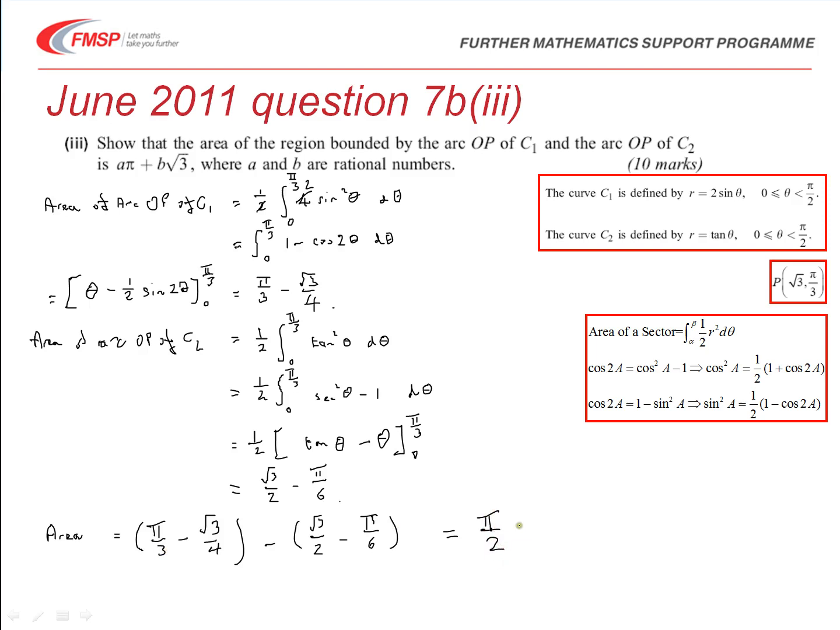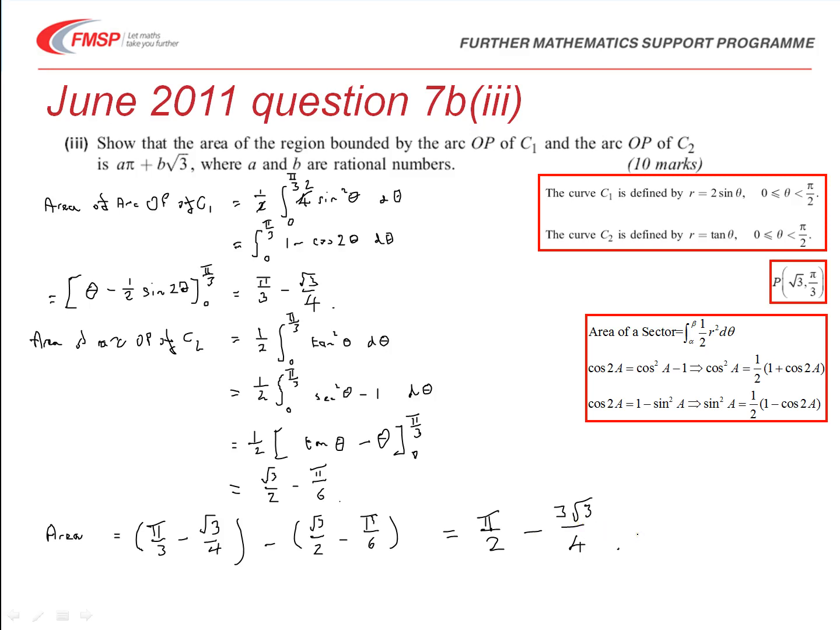And then I've got minus root 3 over 4 minus a root 3 over 2. So the root 3 over 2 is 2 root 3 over 4, so that gives me minus 3 root 3 over 4. And that's in the required form of a multiple of pi plus or minus a multiple of root 3.